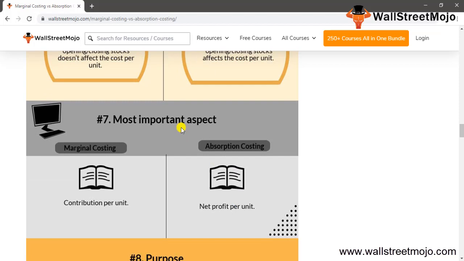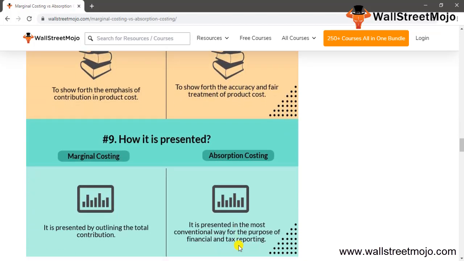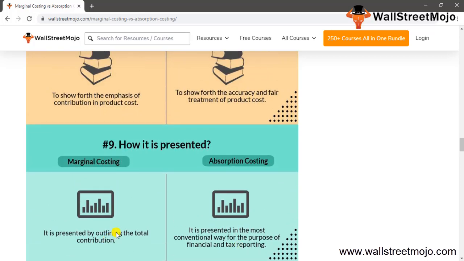What is the most important aspect? Contribution. What is contribution? Your sales minus COGS. And here, net profit. The purpose of marginal costing is basically to put the emphasis on the contribution in the product cost, that is your sales minus COGS. Since it's net profit, the purpose of absorption costing is to show the accuracy and fair treatment of the product cost. How exactly is it presented? It is presented by outlining the total contribution. As you can see, contribution is flowing all the way through.